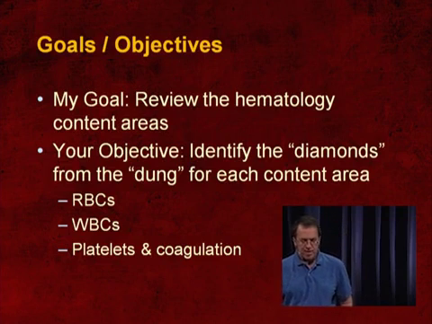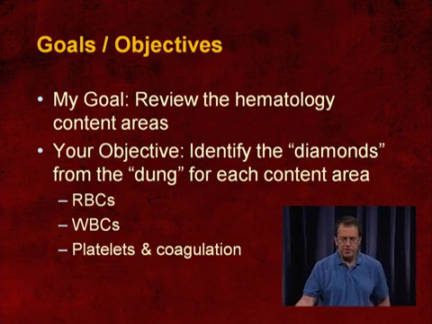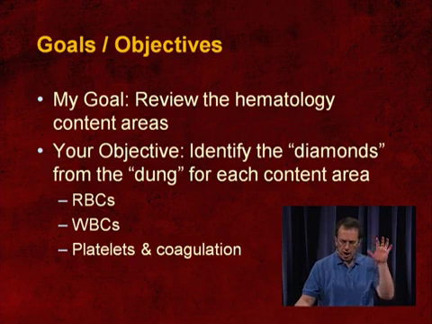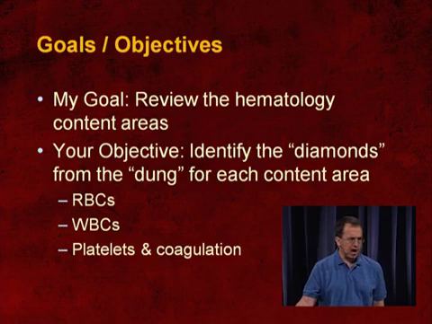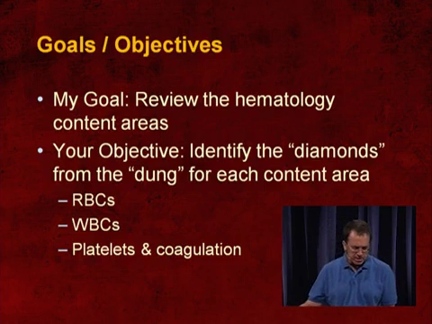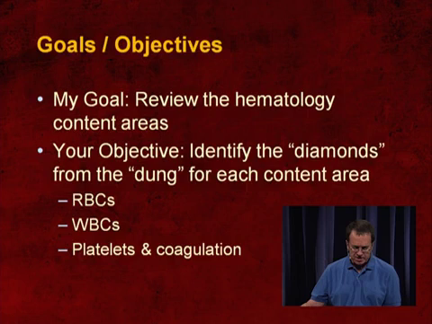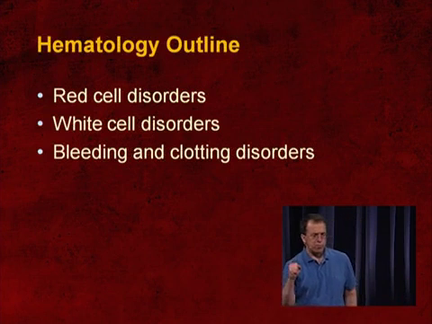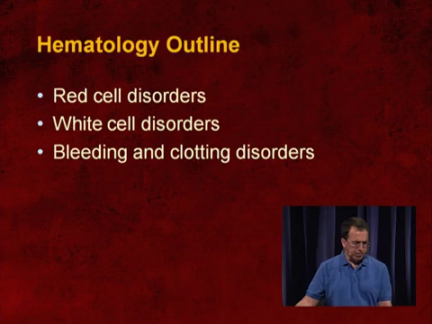Okay, same goals as before. We're going to review the hematology content areas, and you're going to learn to identify diamonds from the dung for each of what I call the three big content areas. Red cells, white cells, and then bruising, bleeding, clotting, platelets, and coagulation. Just like I said, reds, whites, and then bleeding and clotting.